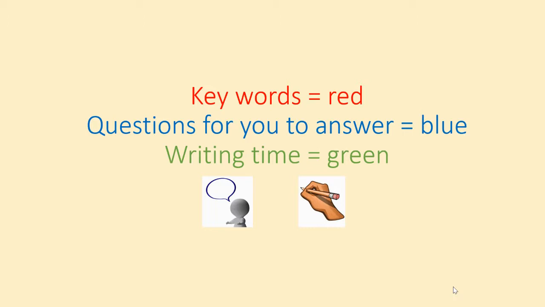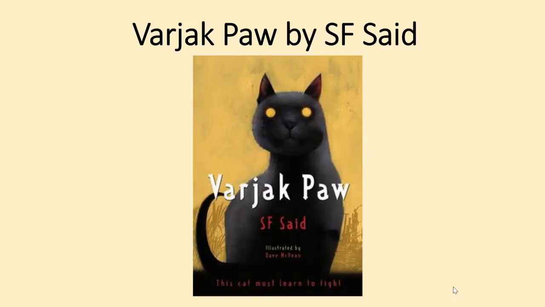So, just like in our previous lessons, any key words, any important words for you will be written in red, questions for you to answer in blue, and any writing time in green. Okay, Varjak Paw by S.F. Said. Let's say the tagline together. This cat must learn to fight.